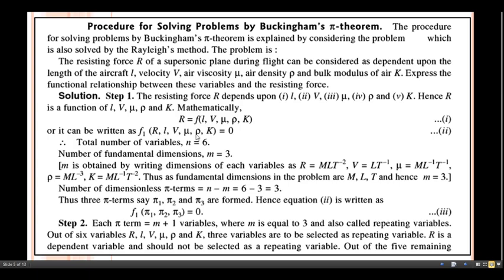different physical quantities in such a way that, as per our previous discussion, it consists of one geometric property, then one flow property, and one fluid property.